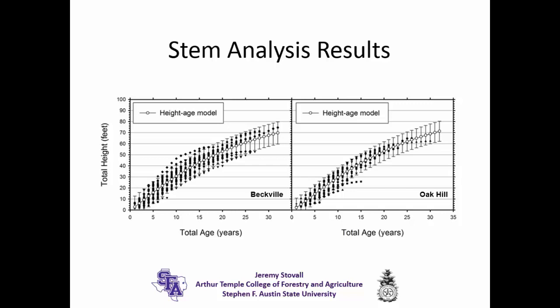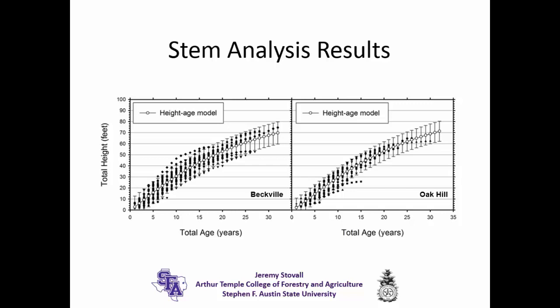Here's the stem analysis results that Jeremy got, where you see the average height age model fitted to Beckville and Oak Hill mines with 95% confidence bars on it. And then you can see each of these curves made up of individual points is one of our individual sample trees. And so what he found is that only four trees were out of those 95% confidence intervals on Beckville. There were maybe seven out, all out the lower end on Oak Hill, but they were all younger than 16 years. We're not exactly sure why.